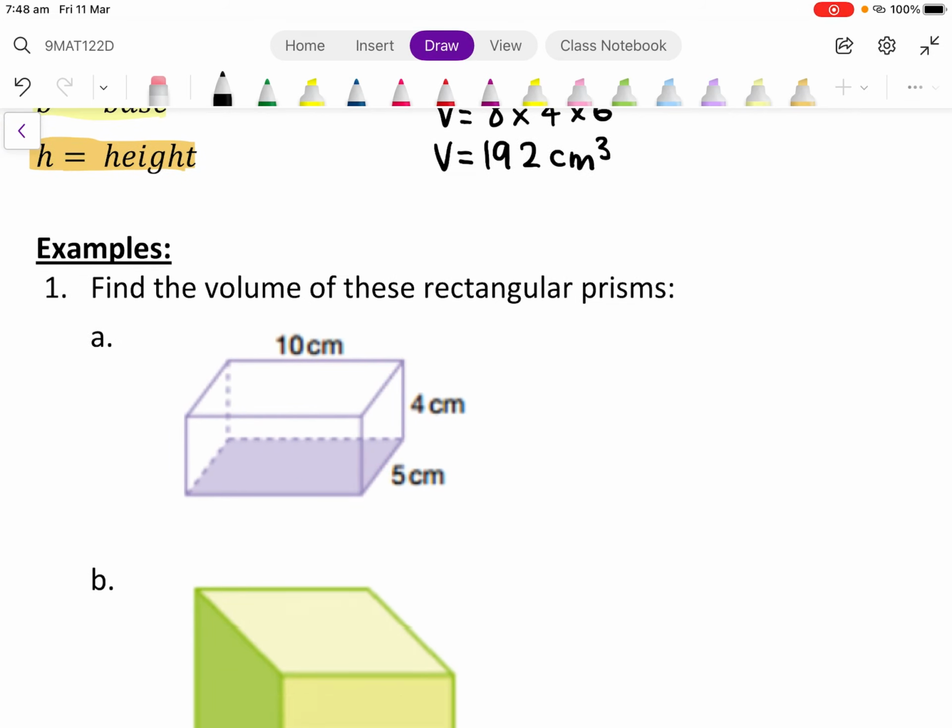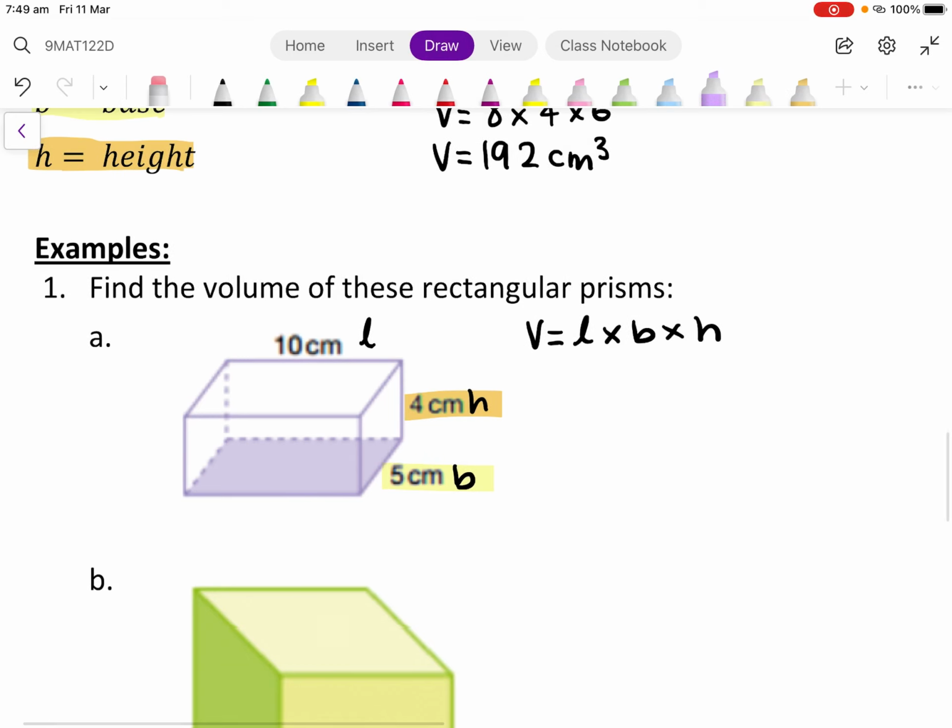So for this next one, we want to find the volume of these rectangular prisms. So we want to write our formula for finding the volume of rectangular prisms, which is V equals L times B times H. We then want to identify our length. So our length is our distance going across, which is the 10. Our base length is the distance going backwards, and our height is the distance going upwards, like so.